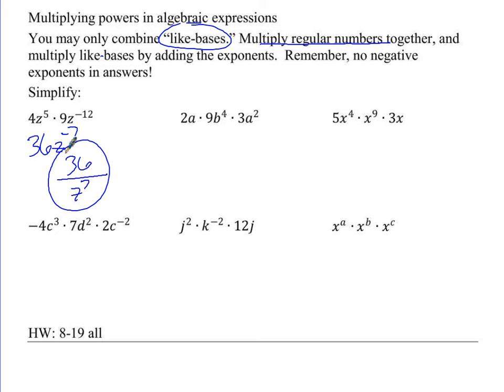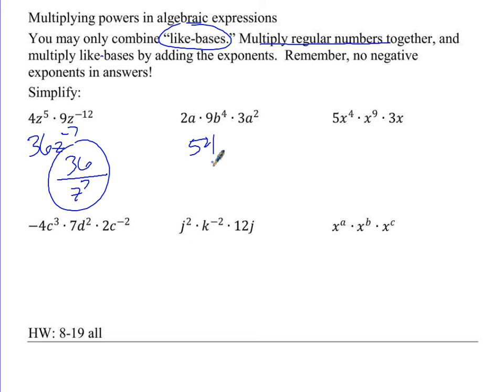All right, let's see if we can talk through the next one. What are we going to do? Any like bases need to be multiplied. The numbers also need to be multiplied. So what am I going to write first? Two times 9 times 3. 54? Well, 2 times 3 is 6, and then 6 times 9 is 54. That's the easy way to do it. And you get 54.